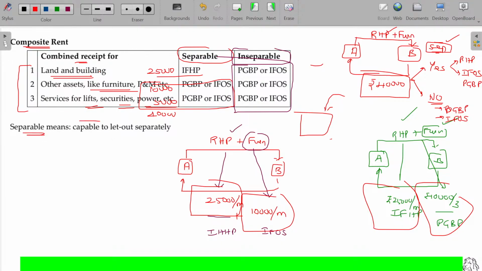Separable means capable to let out separately. It's not billing separately. You can give the billing collectively, but if you are able to let out separately the building and other things, then no problem. That will be considered as separable only. That combined bill will be segregated somehow, reasonably.